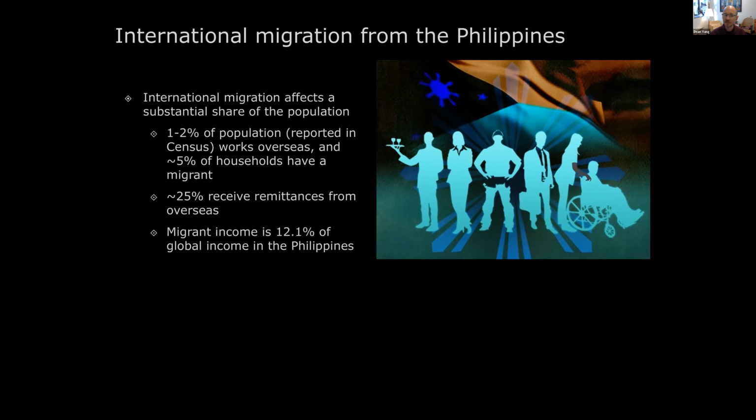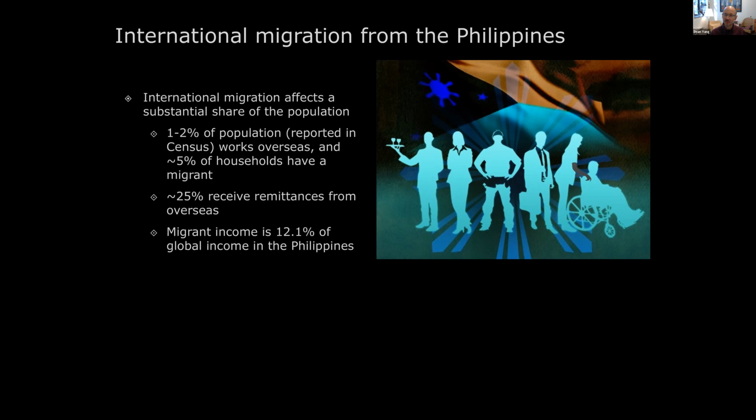So maybe about 1 to 2% of the population, depending on which census you look at in the last couple of decades, works overseas. About 5% of households have a migrant, but about 25% receive remittances or some other source of income, mostly remittances, but other sources of income as well from overseas. So international migration touches the lives of at least a quarter of households in the Philippines directly, and certainly has indirect effects through aggregate demand and other general equilibrium effects on the Philippine origin areas more broadly.